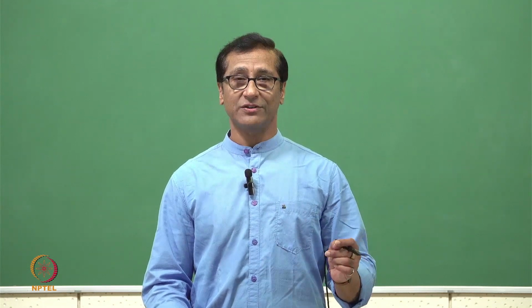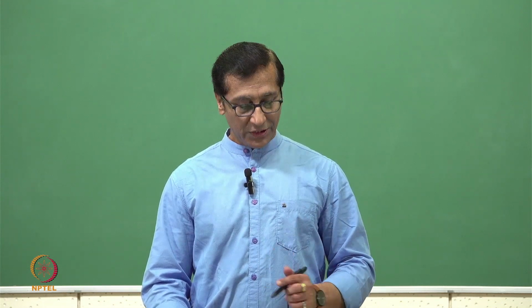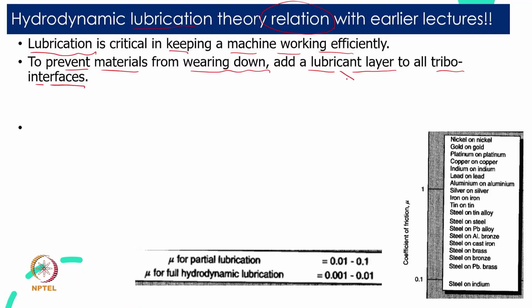Now it is very critical for us to understand how and why the lubricant layer matters. We have already covered this when we showed the figure from literature. The coefficient of friction varies from 0.1 to 1 and maybe even more than that, for example gold on gold, nickel on nickel will have higher values.